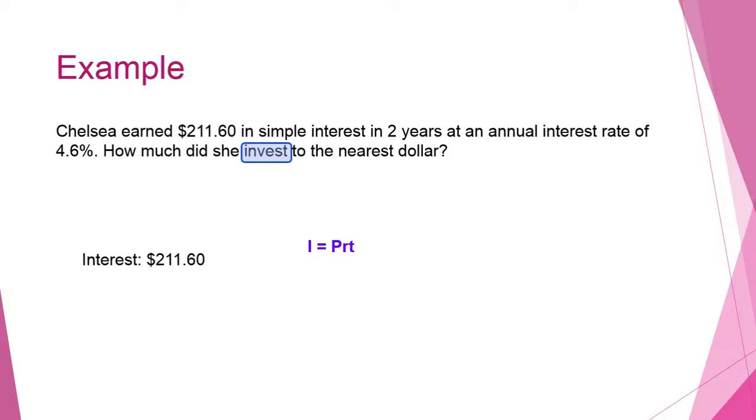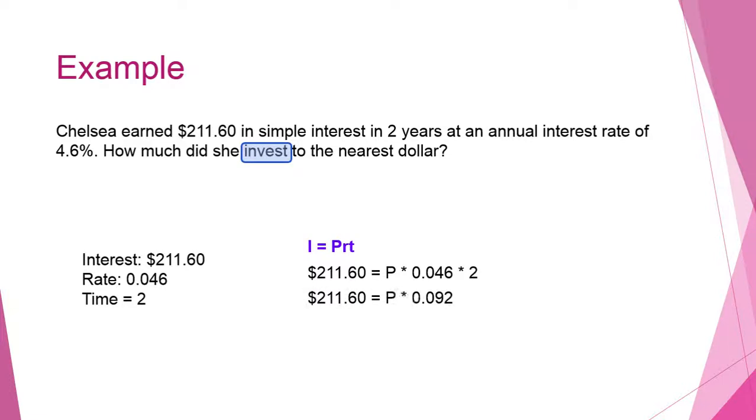Interest is $211.60. R is the rate of 4.6%, which is 0.046. And T is time. And again, remember, time in years. So they mentioned 2 years. We just put the number 2. Plug in everything we know. The goal is to solve for P, meaning we need to get P by itself. So before we can do that, we need to multiply the 0.046 times 2 together, giving us 0.092.